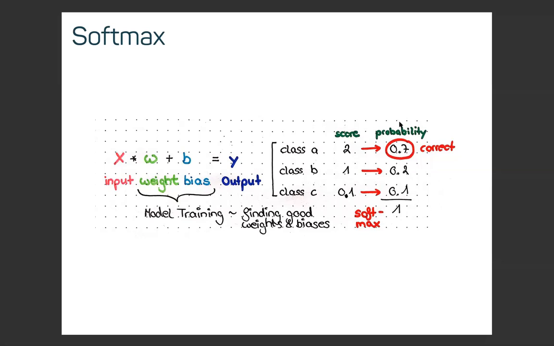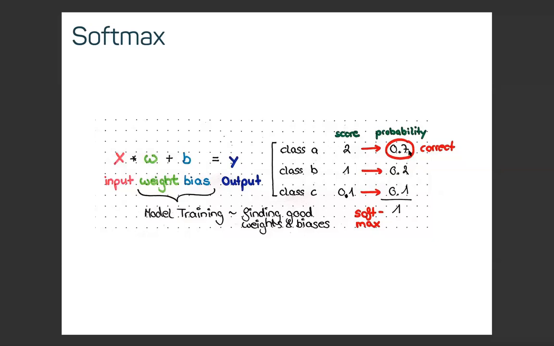What is important to know is that the probabilities you will get out will sum up to one. So this means you will always have one number that is higher than the others. And what we assume the neural network will make of these probabilities is that the highest number is the predicted class.